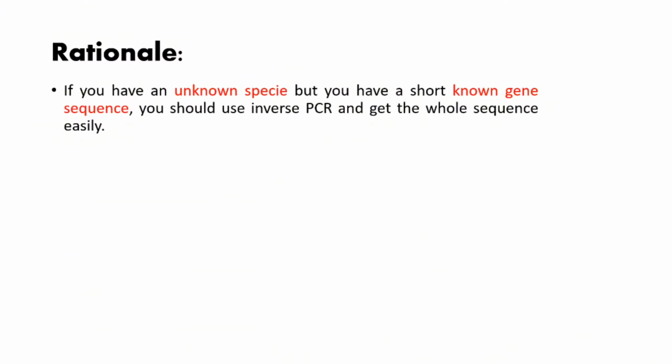If you have an unknown species, but you have a short known gene sequence that may occur in that unknown species, you should use inverse PCR and get the whole sequence easily.